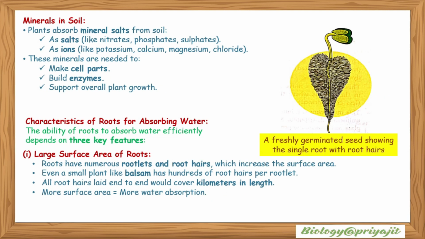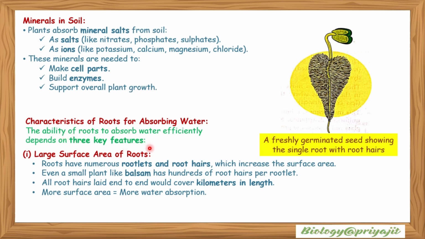Minerals in soil. Plants absorb mineral salts from the soil as salts like nitrates, phosphates and sulfates, and as ions like potassium, calcium, magnesium and chloride. These minerals are needed to make cell parts, build enzymes, and support overall plant growth.